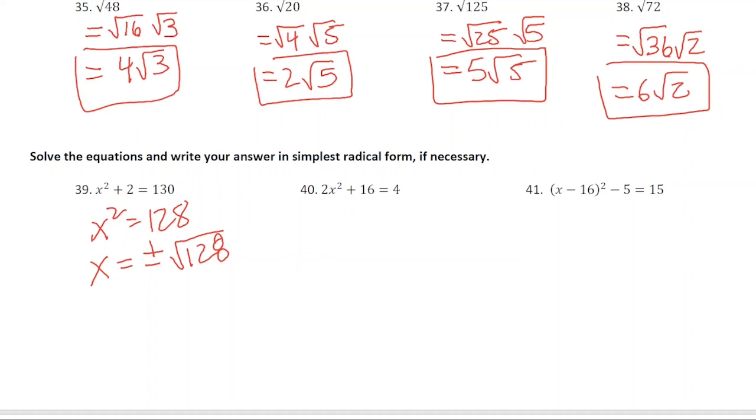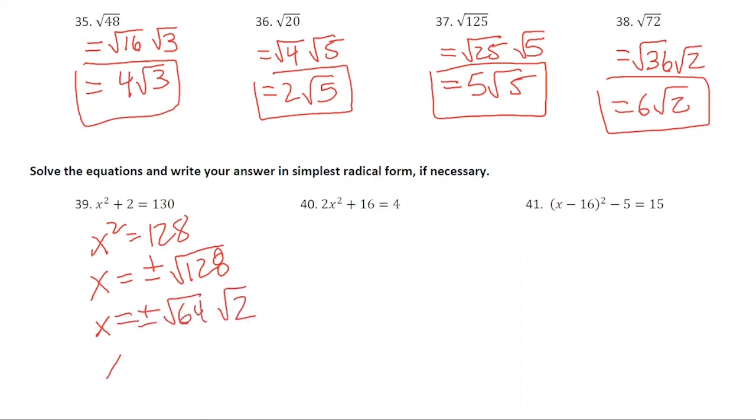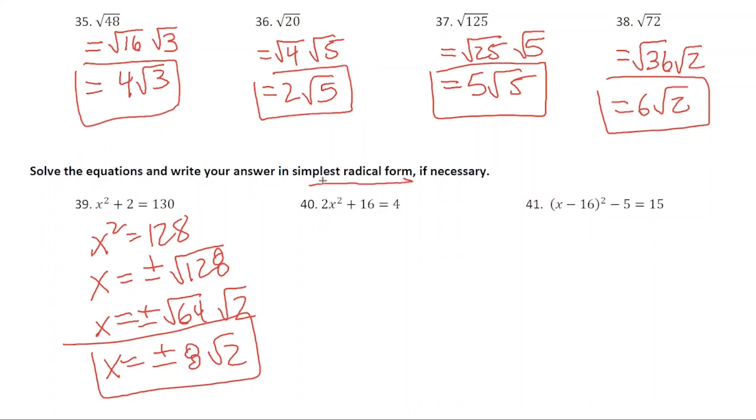And so did we do 128 before? No, we did 125. So 128, though, we can write as, it's definitely divisible by 4. It's divisible by 16. I'm curious, is 64 going to work? Yeah, 64 times 2 should work. So this would be x equals plus or minus root 64 times root 2. Root 64 is 8. So we get plus or minus 8 root 2. That would be the simplest radical form.